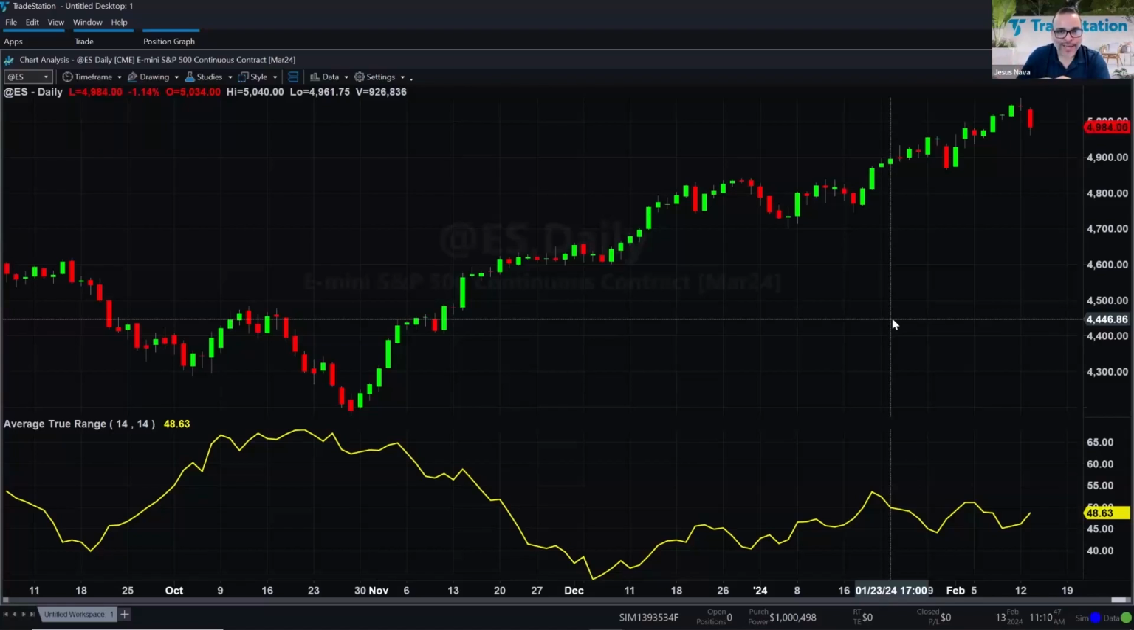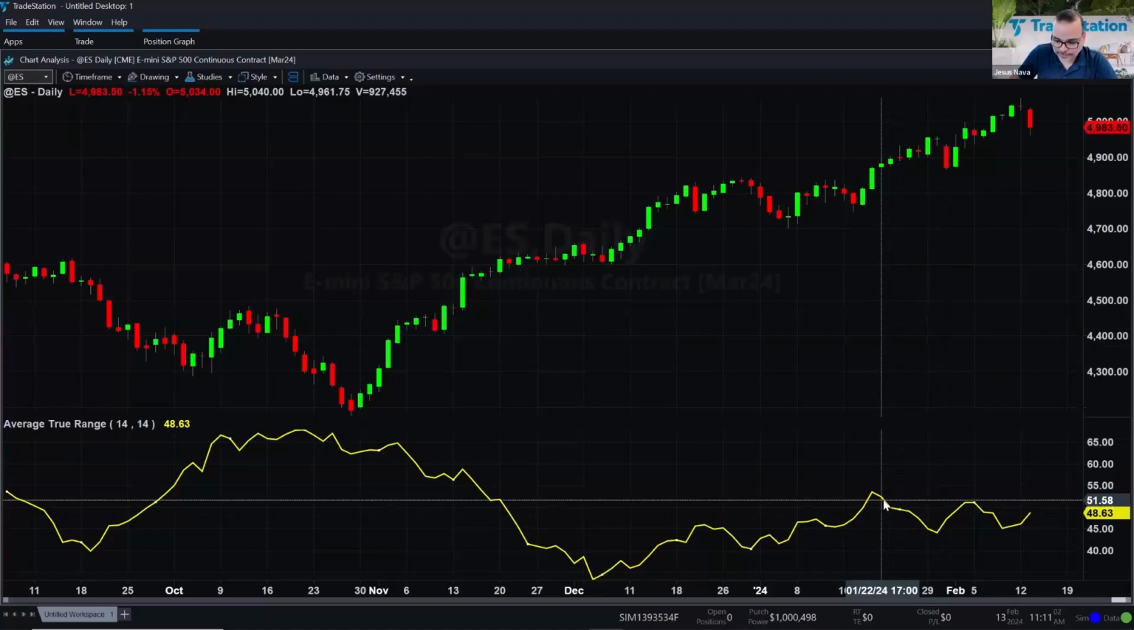You want that highly active strategy. But I want everybody to understand that the box size is going to, of course, have an effect on the way that the candlesticks are built and the way that the bars are built. Let me go ahead and remove this average true range.